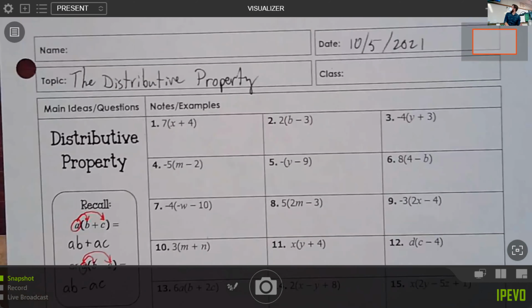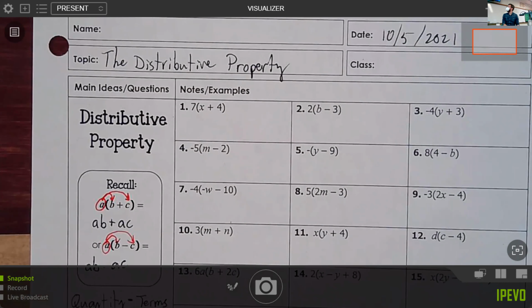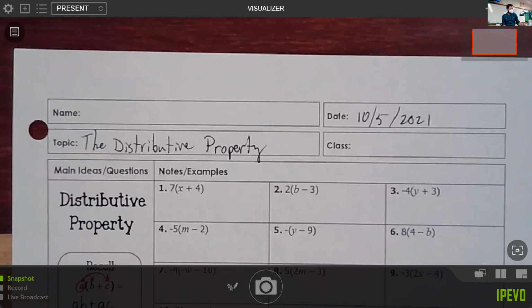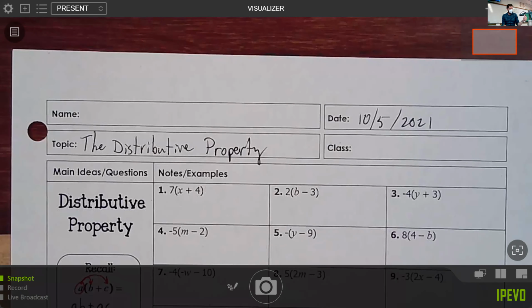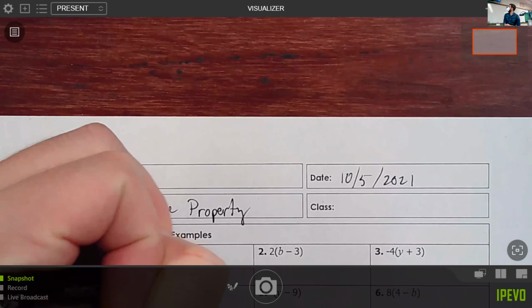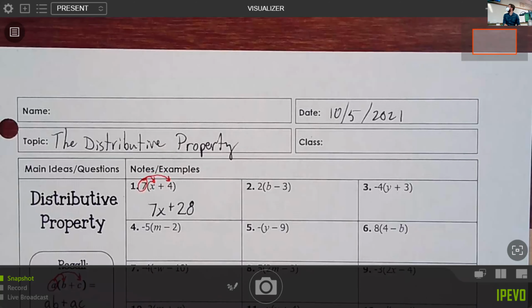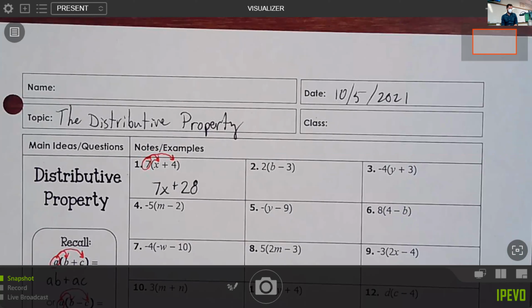So for number 1, we're taking 7 and multiplying by the quantity x plus 4. We're going to take our value of 7 and multiply by the x and multiply by the 4. That gives us 7 times x, which is just 7x, and then 7 times 4 is 28. So 7x plus 28 is the result of the distributive property on that first problem.